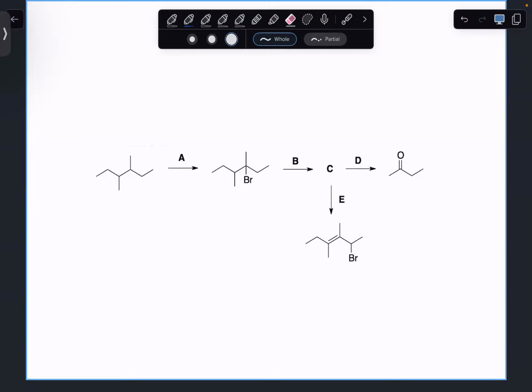Well, here again, the big clue is that you're starting with an alkane. There's really only one thing you can do with an alkane, and that is photobromination. So A is going to be bromine and light. And notice where the bromine ends up. The bromine ends up at the most substituted carbon position, which it should.